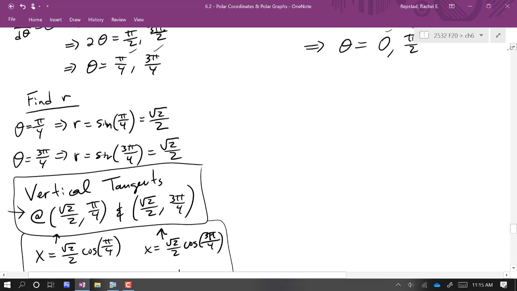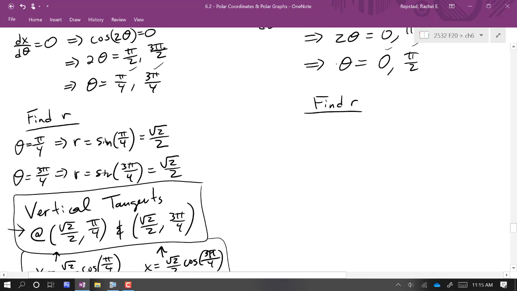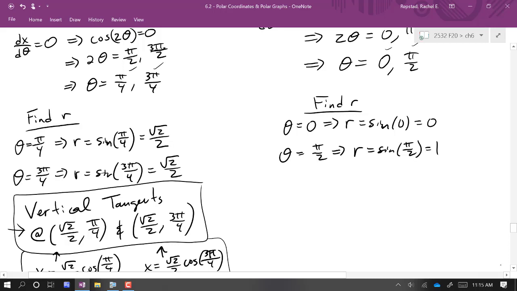Let's do the horizontal tangents now. We need to find r first. Again, we're just using the given function, r equals sine theta. So if theta is equal to 0, r is equal to sine 0, which is 0. And if theta is equal to pi over 2, r is equal to sine pi over 2, which is 1.